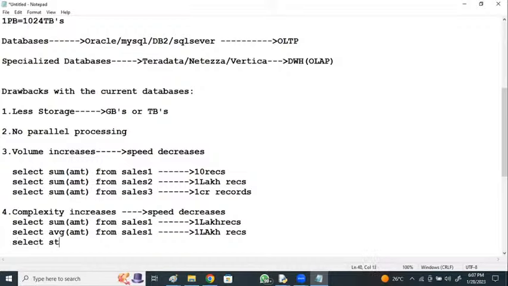Select the standard deviation of amount from sales one. All of this has 1 lakh records, the same sales one table. Which query executes faster among these three: sum of amount from sales one, average amount from sales one, or standard deviation of amount from sales one?